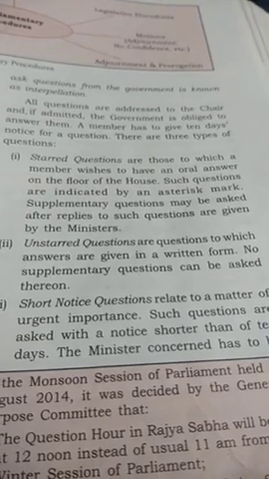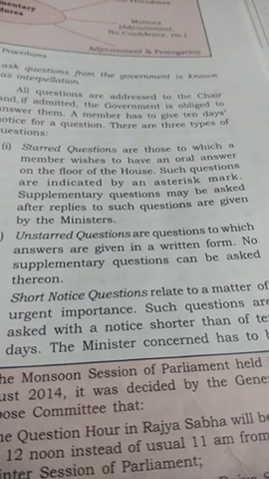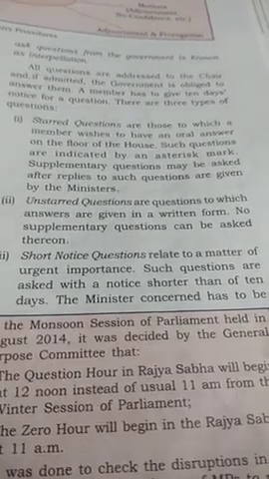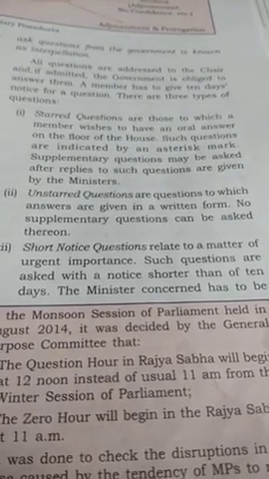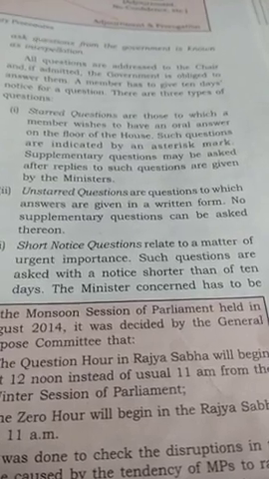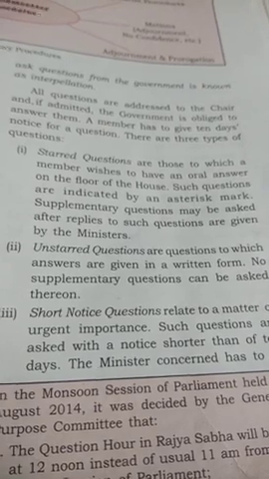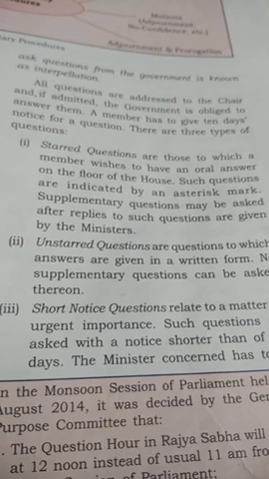Unstarred questions are the questions to which the answers are given in written form and no supplementary question can be asked thereon. Short notice questions relate to matters of urgent importance. Such questions are asked with a notice shorter than 10 days. The concerned minister may accept the short notice question or may not accept it.